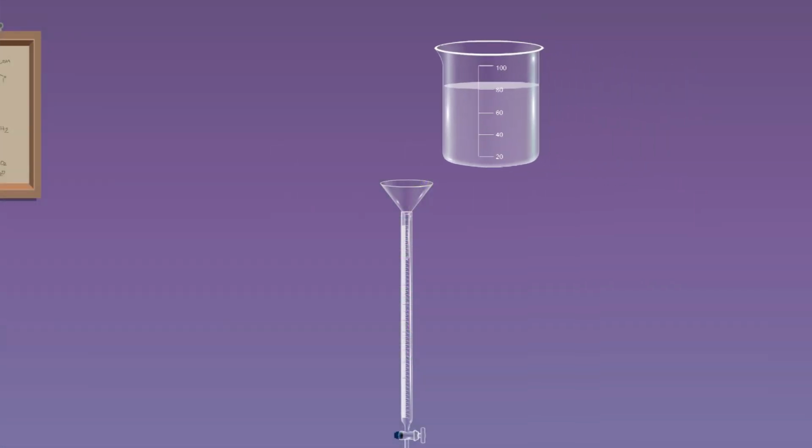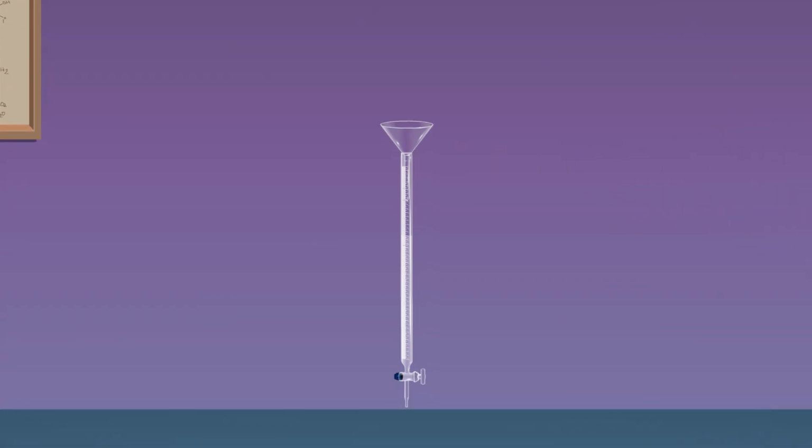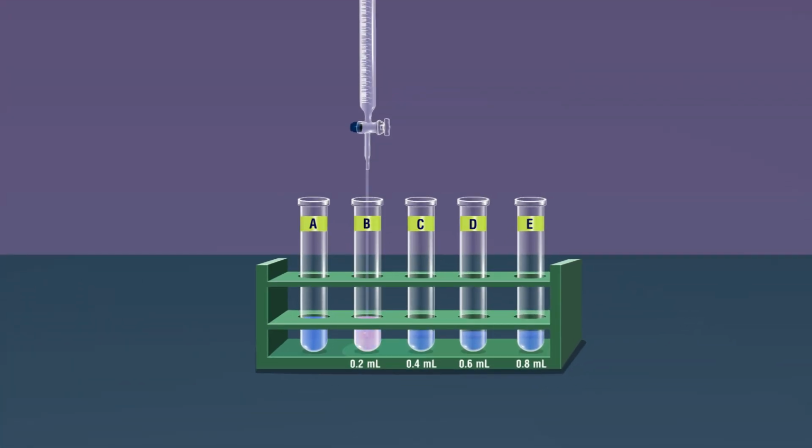Now take the distilled water in a burette. Add 0.2 ml of distilled water into test tube B. Then 0.4 ml in test tube C, 0.6 ml in test tube D. Finally, add 0.8 ml in test tube E.